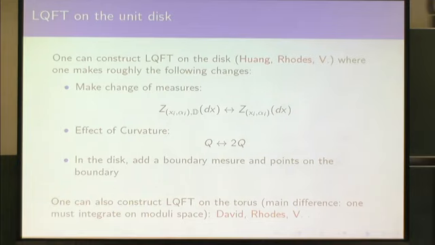We also pushed it to the torus with François David and Rémi Rhodes. In this case it's a bit different because you can't conformally map any torus to another one, so you have to integrate out some parameters on moduli space, and there are some extra pieces you have to put in the theory. But you can still manage to write something which has the right conformal invariance, and of course in that case q disappears because the curvature of the torus is 0.